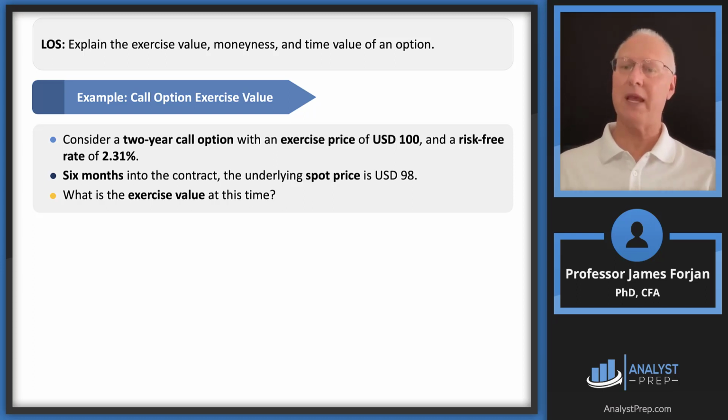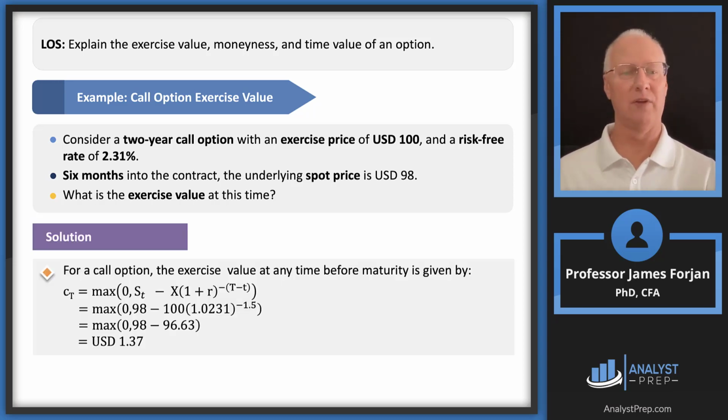All right, but that doesn't mean that the option is worthless. It just means that the option is out of the money and that we're probably willing to pay less. The exercise value is less. So do the math real quickly here. So let's take the maximum of 0 or 98, there's our spot price, minus the present value of the exercise price.